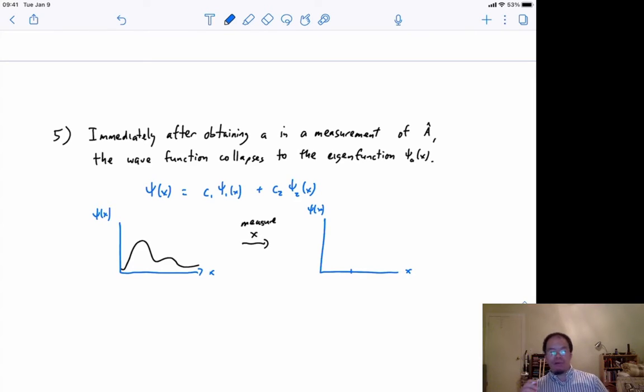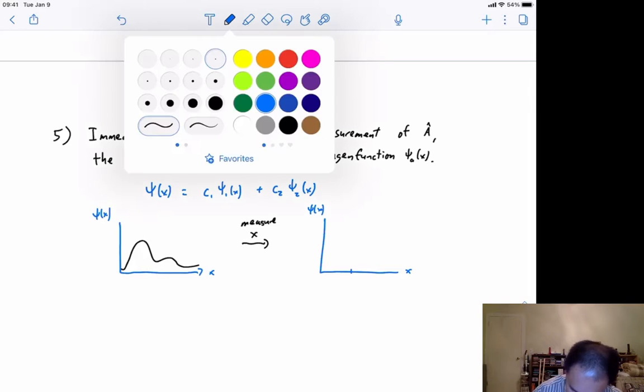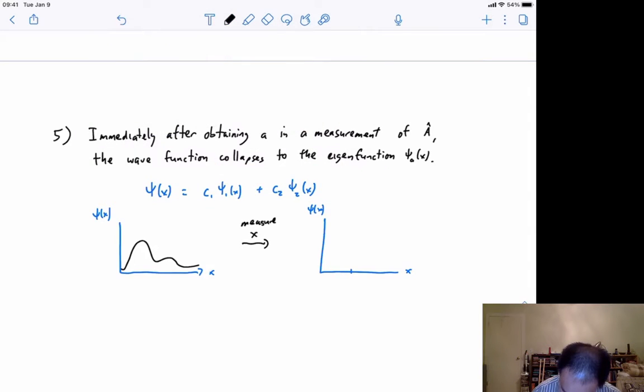And we haven't talked a whole lot about what position eigenstates look like, but it's a state with definite position. And if you think about it, it might not be too hard to convince yourself that this is a function that's a very narrow, very sharp spike right there. So you're going to end up changing the wave function to something that looks like this.